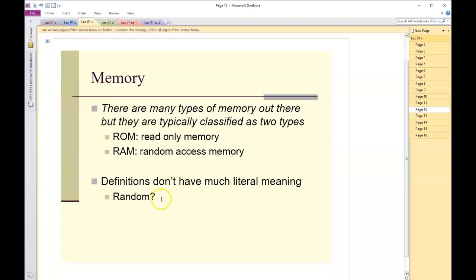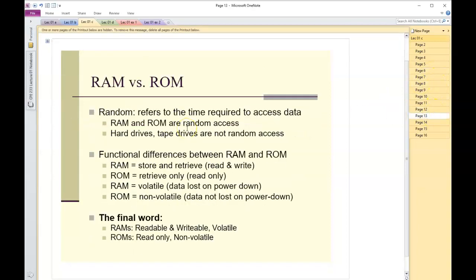So I always ask this when I'm teaching in a real class: what does random mean? And pretty much no one ever knows. The notion of random means, I think it's on the next slide here, that I can get at any piece of memory in the same amount of time. So essentially, semiconductor memory is going to be random access, but something like a tape drive or a hard drive that's spinning is not going to be random access. It's going to take a different amount of time to get at data, depending, for example, on where in the tape I am, or where the read-write head on the disk is at any one given time.